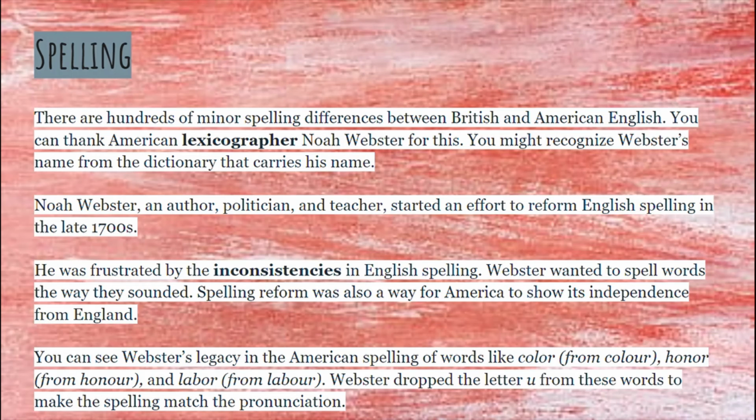Now, the Webster legacy in American spelling is seen in words like color, from the British spelling with the OUR. The same goes for honor and labor. He dropped the letter U from those words because he wanted the spelling to match the pronunciation. There are some other words that he put forward to change, but some of them didn't make the cut, for example, island.